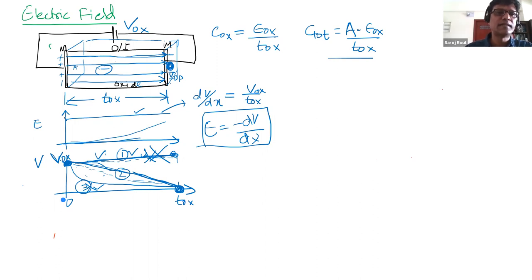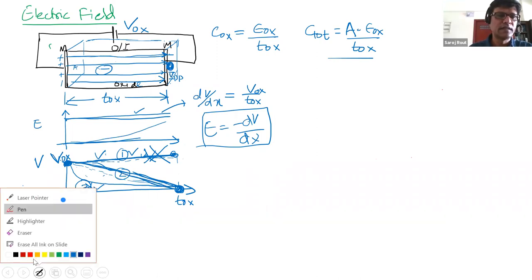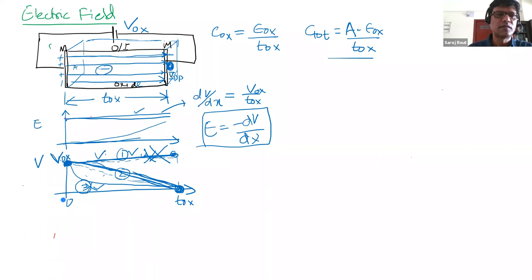So in a dielectric, the electric field is constant and the potential is changing linearly. So the electric field is constant, and the potential is decreasing linearly. Is that clear to everyone? Yes, sir. Okay. Any questions here?